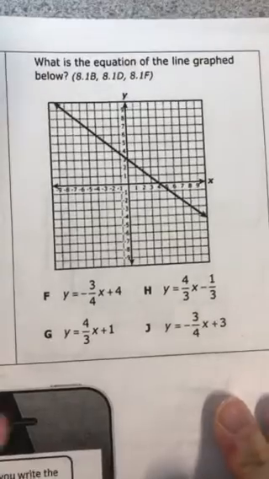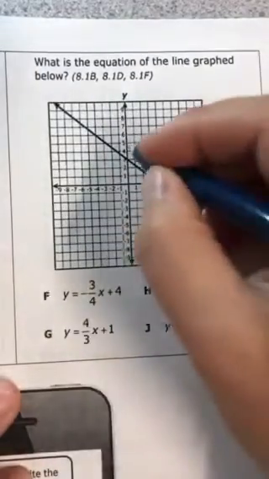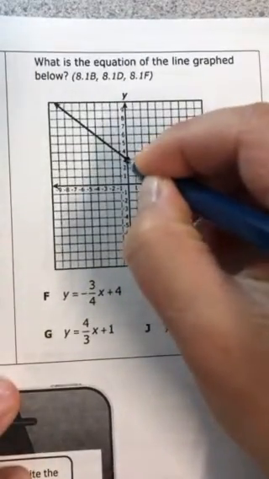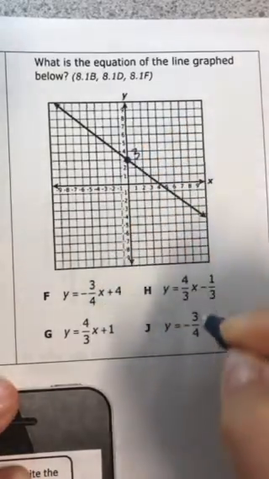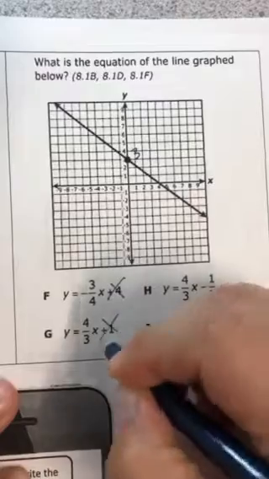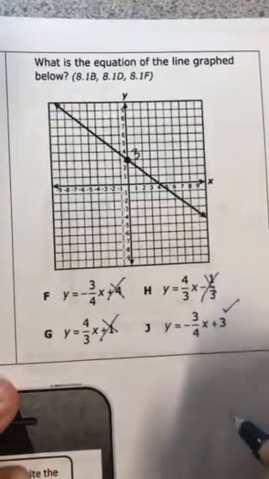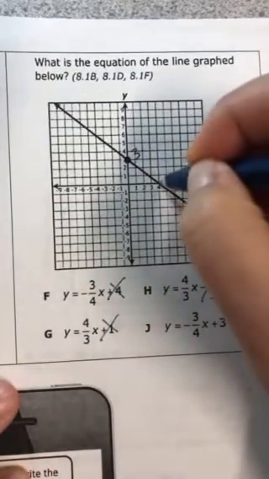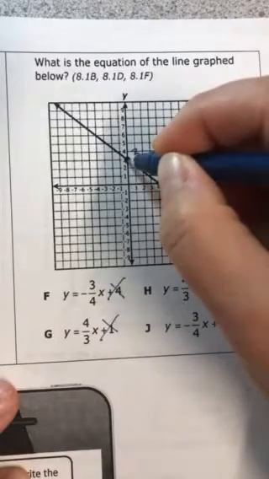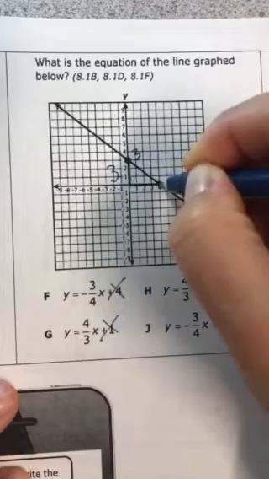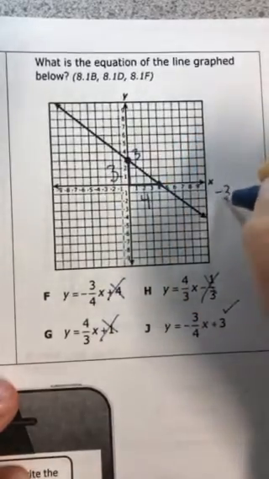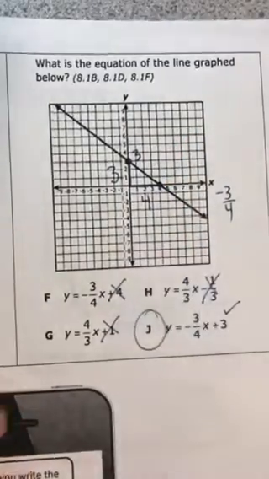And then the last one, what is the equation of a line graph below? Start with your y-intercept, the point where the y and the line meet. That's at 3. So it can't be that, it can't be that, it can't be that. Could be that one. We'll double check the slope, find another point. It goes down 1, 2, 3, and over 1, 2, 3, 4. So the slope is -3 over 4, so J is the answer.